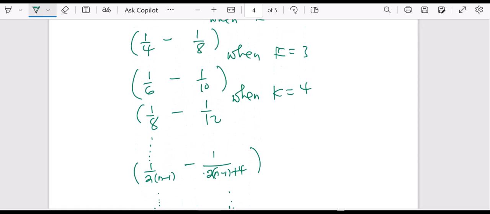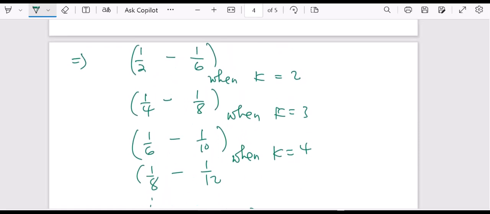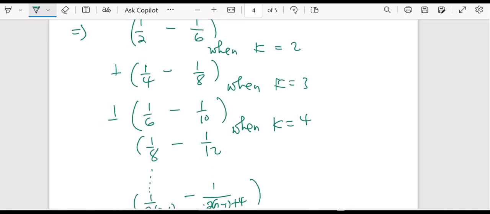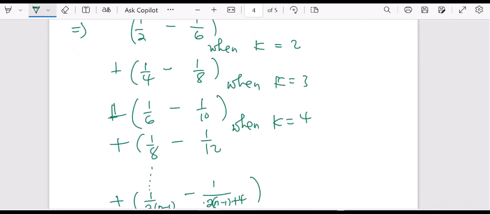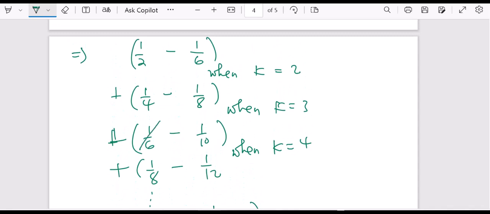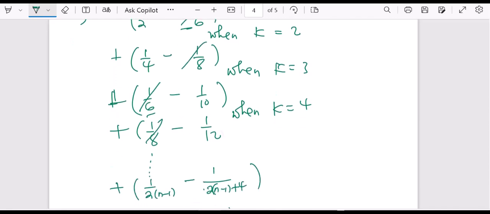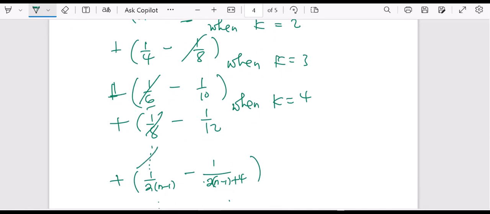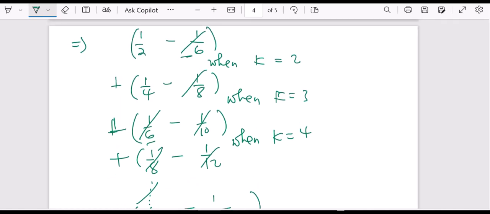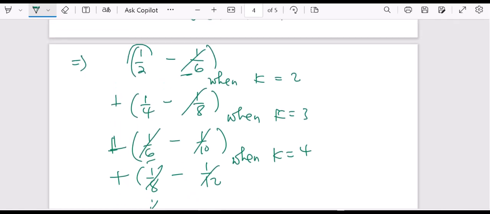So what is happening here? We are adding the series. Series means addition. So this plus this plus this plus this, going up to infinity. But see what is happening: this one and this one can cancel because one is negative and the other positive. Another one will cancel this one. So they will all cancel out except the first and the last, so we just add those two.